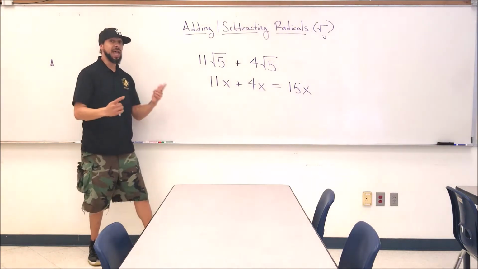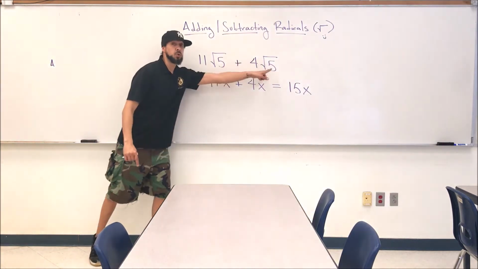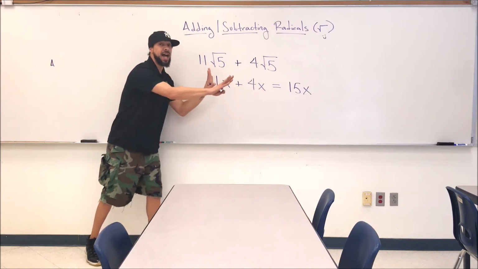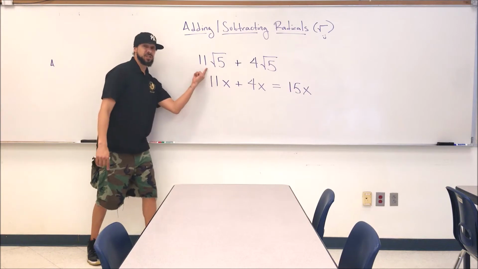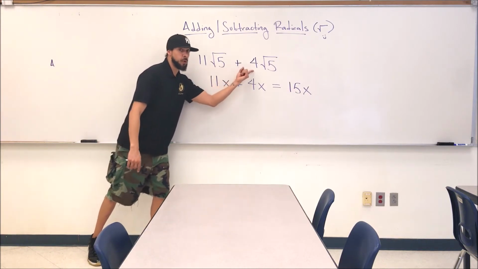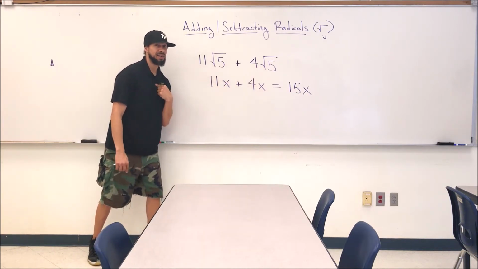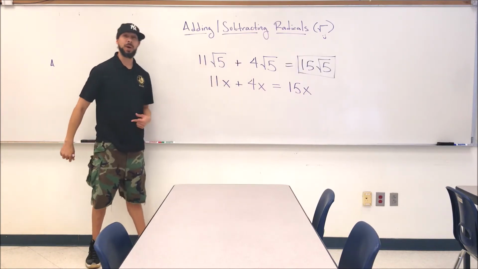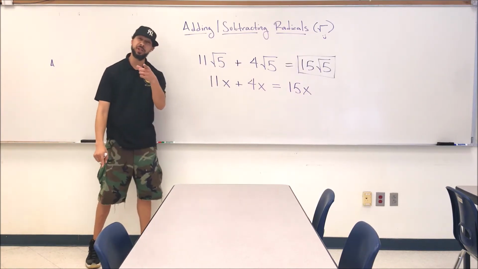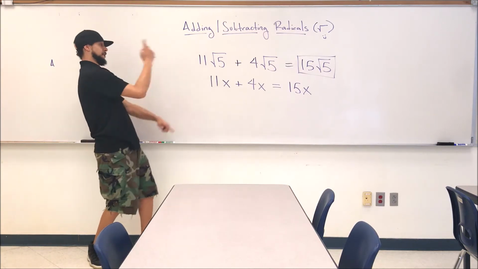Now, if this was a different letter, I could not add those together because it wouldn't be like terms. And likewise, if these square roots were not exactly the same, I could not add those square roots together. So if that's the case, if I have 11 square root of 5s and I add to it 4 square root of 5s, you know how many square root of 5s I have at the end? 15 square root of 5s. Let me show you another example. Maybe that'll help sink it in.